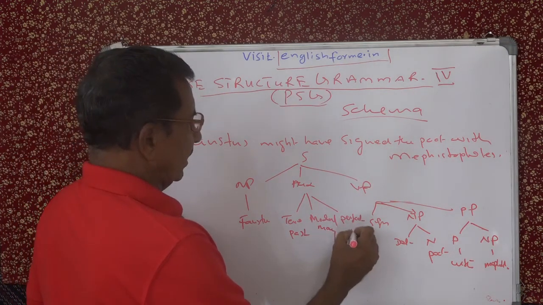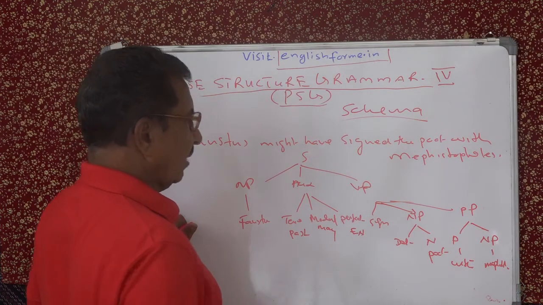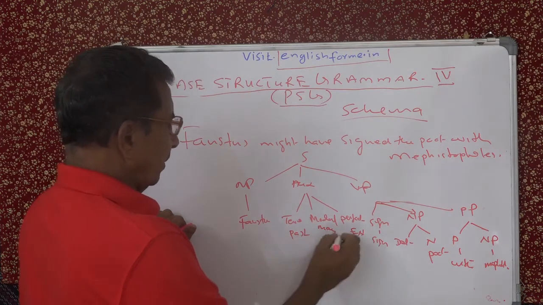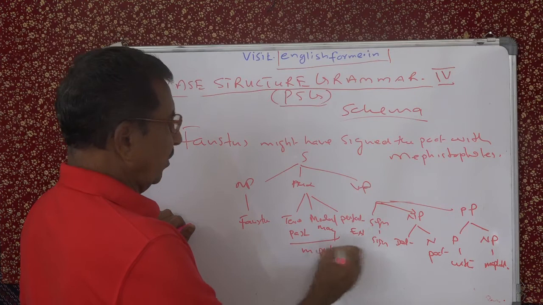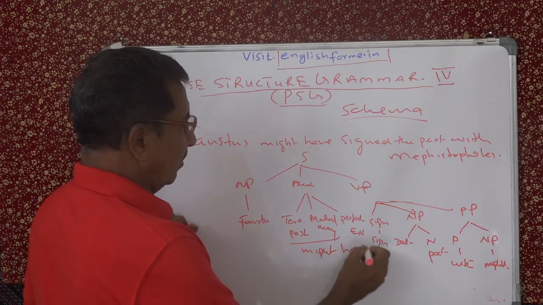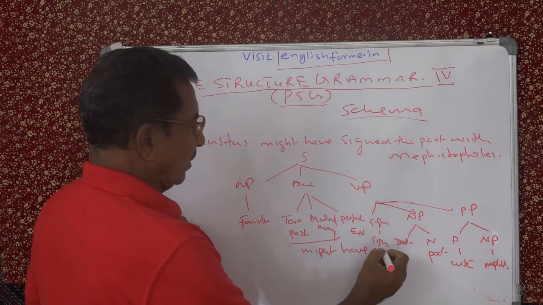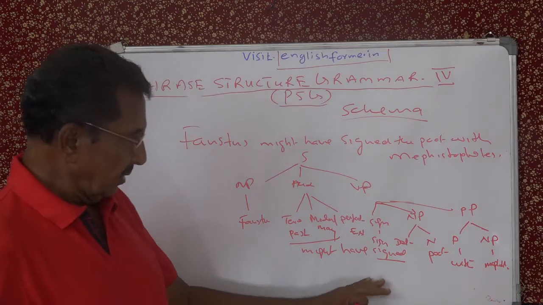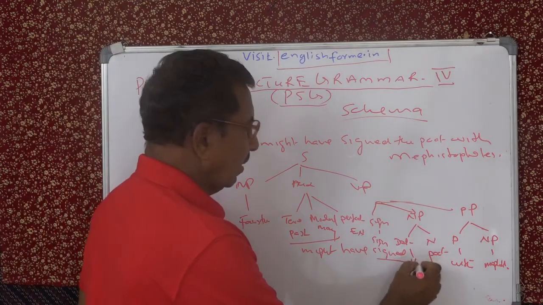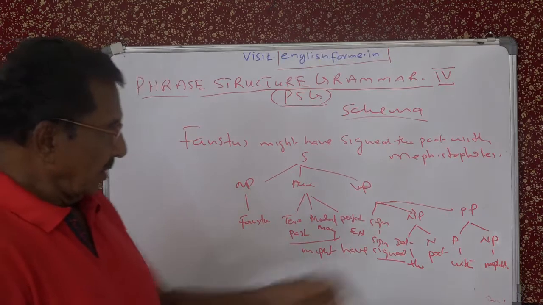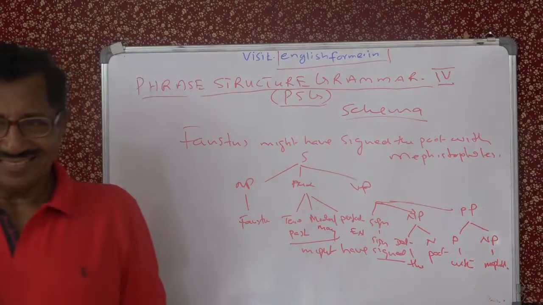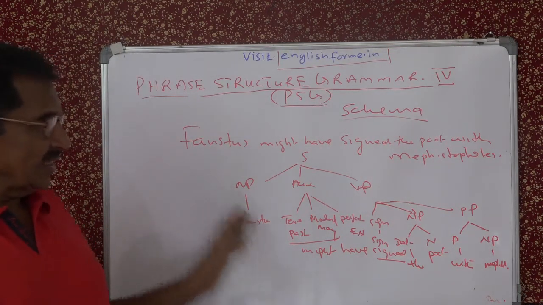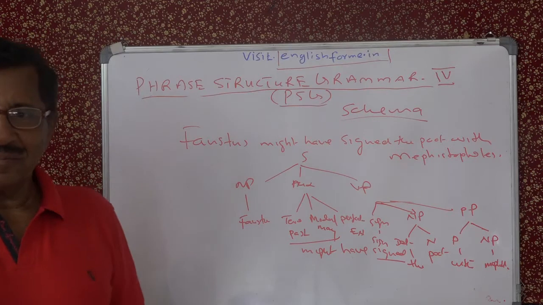That is B-E-N. E-N is the sign for perfect. So you have may, might. Are you following? Perfect, have. Might have signed. Past participle. This is the past participle of sign. Sign the pact with Mephistopheles. So you have got a comparatively long sentence, but you can easily describe it.